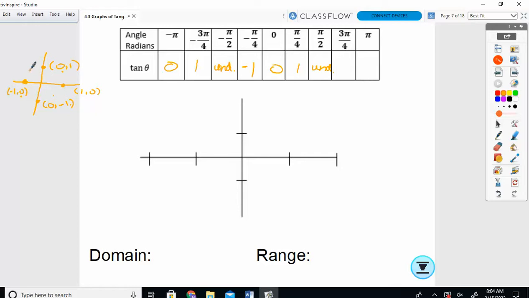3 pi over 4 is quadrant 2. So tangent would be a negative. Tangent of 45 is 1. And pi, y over x, 0 over negative 1 is 0. Okay.